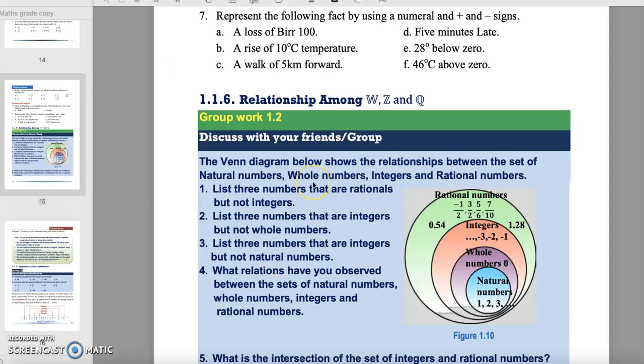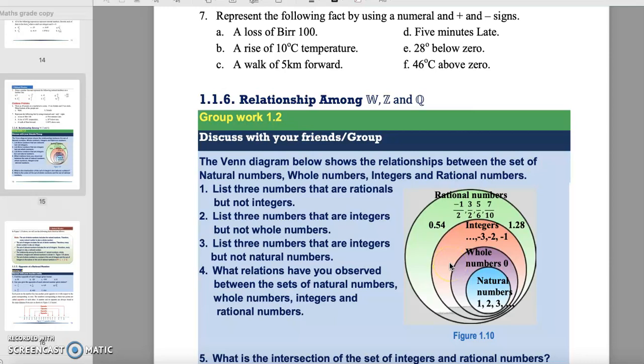Hello class, በዛሬ ክላሳችን የምናየው relationship among whole number, integer and rational number ነው። ከዚህ በፊት በመጀመሪያ ክላሳችን ካስታወሳችሁ I have showed you the relationship between natural number, whole number and integer. So natural number is the smallest set and rational number is the biggest set.